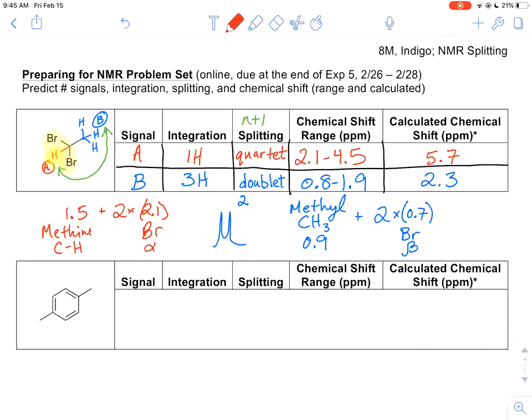In our second example, we have a new type of functional group introduced. We now have an aromatic ring involved. We have 3 hydrogens here that are identical to the 3 hydrogens there. They're all what we call benzylic protons. I'm just going to add that word in. Those are benzylic protons, and we're going to call those signal A.